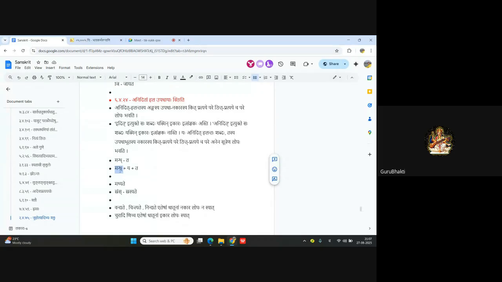And it is anidit. In this shabda, is there any ikara getting itsamjna? No. So is it called idit or anidit? Anidit. It is called anidit. And it ends with halanta, right? Thakara is halanta. That which is anidit and also ends with halanta, and this month is called anga. Up to this is okay.